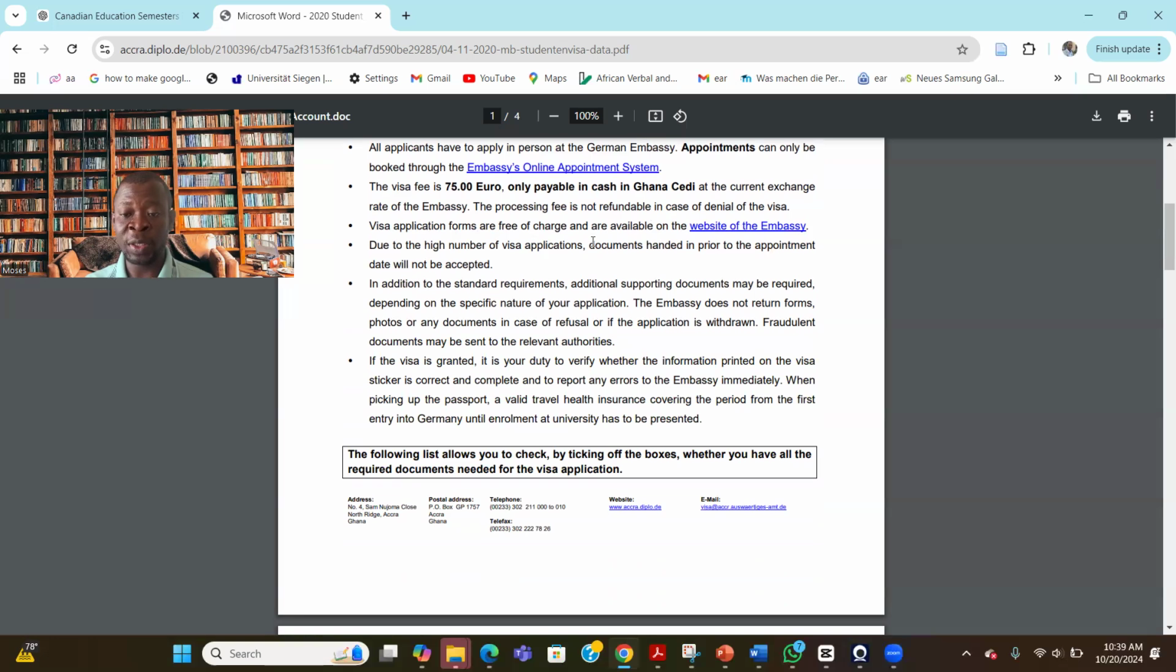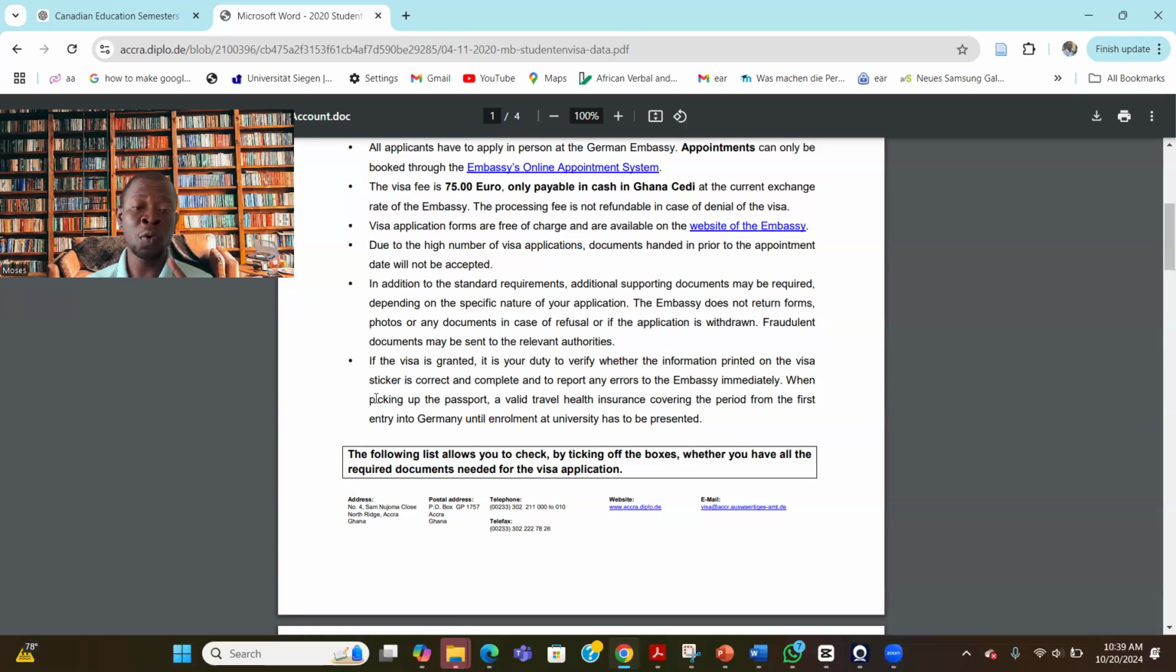Then the second one is that, due to the high number of applications, documents handed in prior to the appointment will not be accepted. So you have to make sure that you have your appointment before you send any document. In addition to the standard requirements, additional supporting documents may be required depending on the specific nature of your application. The embassy does not return forms, photos, or any documents in case of refusal or withdrawal, and fraudulent documents may be sent to the relevant authorities.